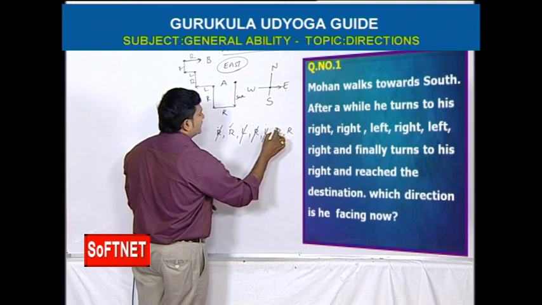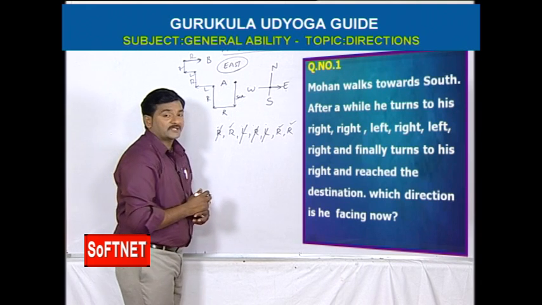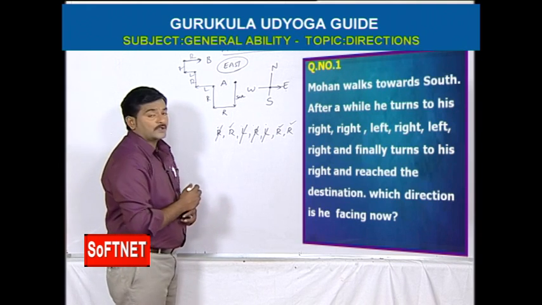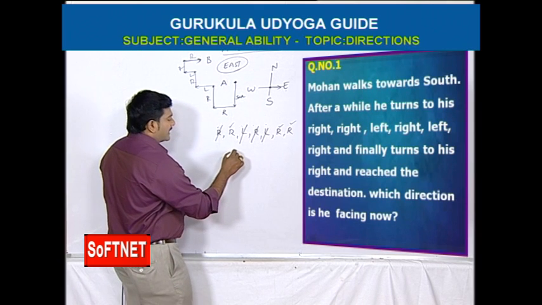Now we are having how many rights here? Simply we are having only 3 rights. Okay, so again you can do it in 3 ways. We are having 3 rights.